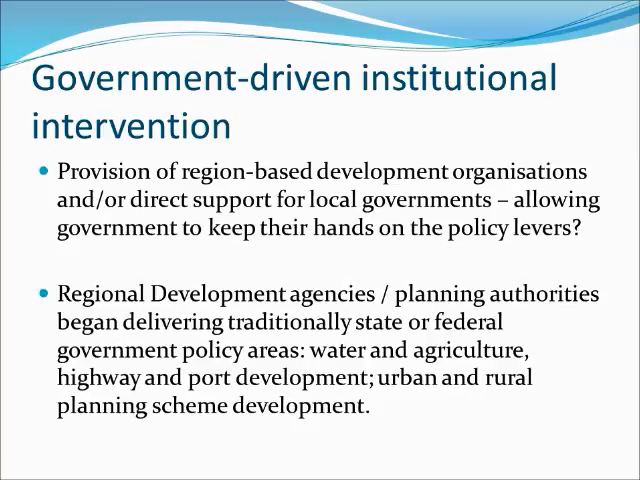So on slide 16, government-driven institutional intervention, we see that governments attempted to set up region-based development organisations or provide direct support to local governments for those sorts of regional development activities that government had traditionally delivered. By government setting up these organisations, it allowed government to direct the funding to these organisations and really keep control over what went on in regions in Australia.